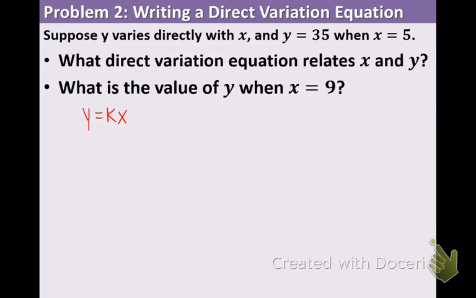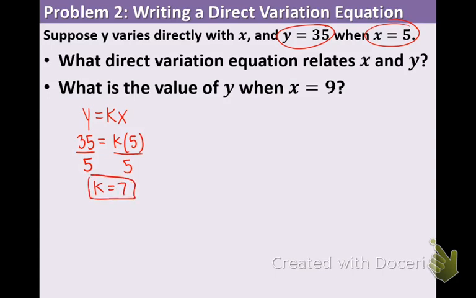Now we're given y equals 35, x equals 5. Guess what we're going to do with those numbers? Well, you probably guessed it. We are plugging those in. So take 35, put it where the y is, and take the 5 and put it where the x is. And now we need to get the k by itself, so we're going to do the opposite operation, which means dividing both sides by 5, and k equals 7. So we just found the constant of variation.